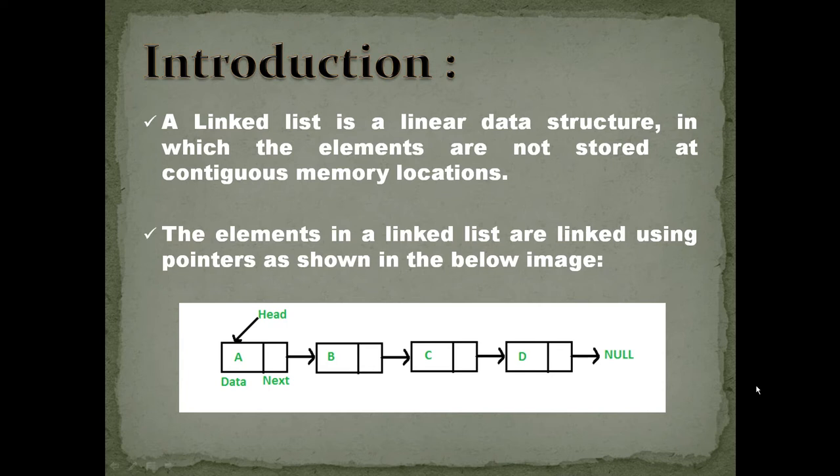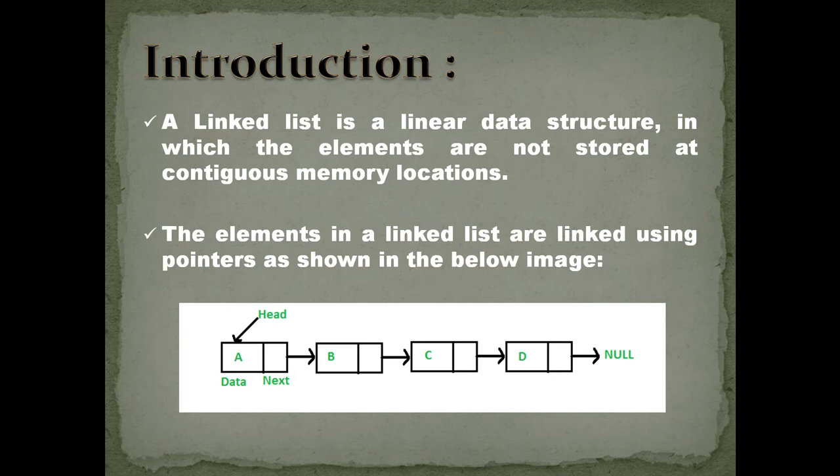A linked list is a linear data structure in which the elements are not stored at contiguous memory locations. As you know, in an array the elements are stored at contiguous memory locations. It means that the array length is fixed. But in a linked list, the elements are not stored at contiguous memory locations.